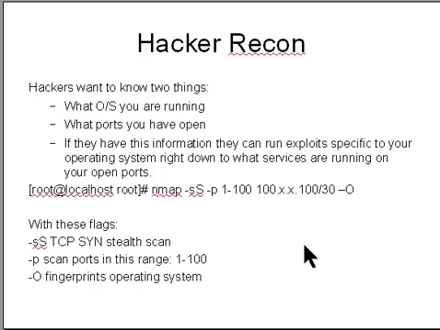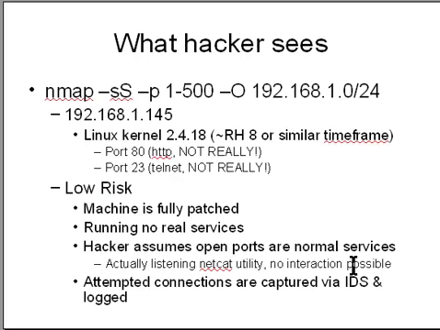But they may run something like this: nmap -sS, which is a TCP SYN stealth scan, over ports 1 to 100 for this range right in here of IPs. And this -O means that they want to fingerprint the operating system. That is, they want to find out what operating system is running on these systems.